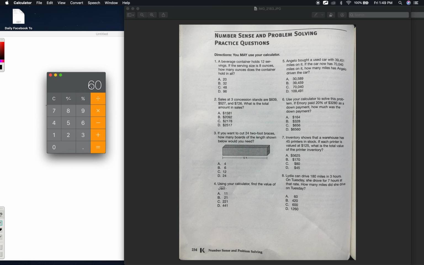Now we have each distance that she went per hour, we know is 60 miles an hour. It's 60 miles, sorry. So then on Tuesday she drove for 7 hours at that rate. So she drove for 7 hours going 60 miles an hour. We multiply that. 60 times 7 equals 420. Okay, so your answer is B. Done with that page.